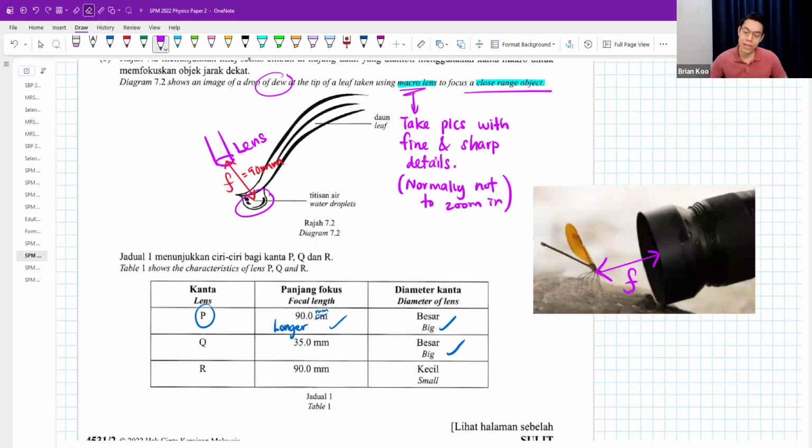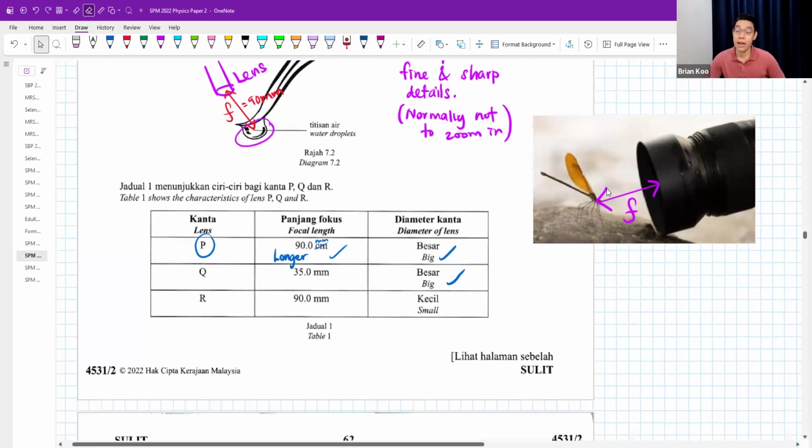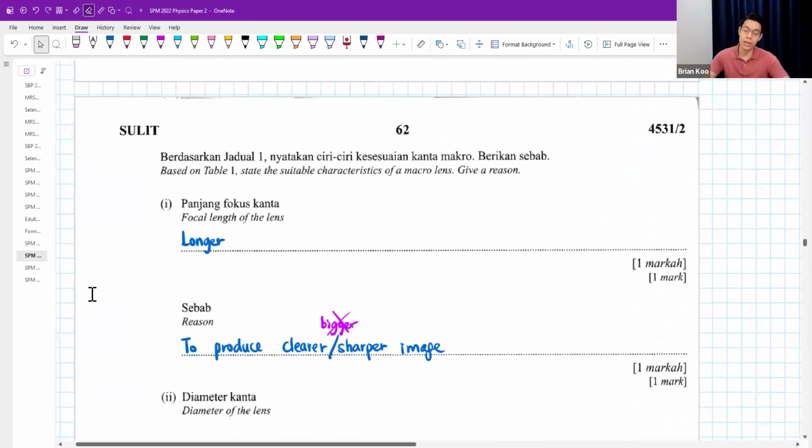Okay, so this is a KBAT question lah. Unfortunately, when they ask this, many students can't do it because it's a bit unfair, if you ask me, in my opinion, because the macro lens is not really in the textbook. The idea here is so that it's easier for you to take the picture. When you take it, it'll be clearer, it'll be sharper.